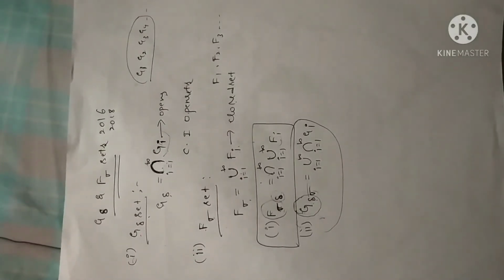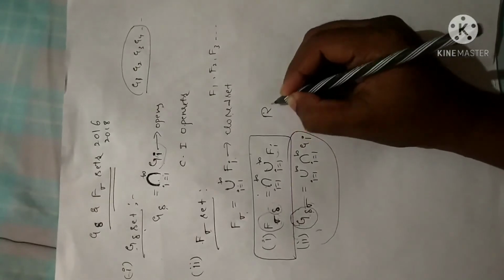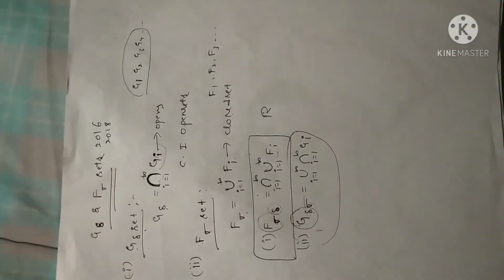Clear? Now we have an example for this. Remember, every open set in R. When I say R, it is the set of real numbers. So every open set in the real numbers is a G delta set.